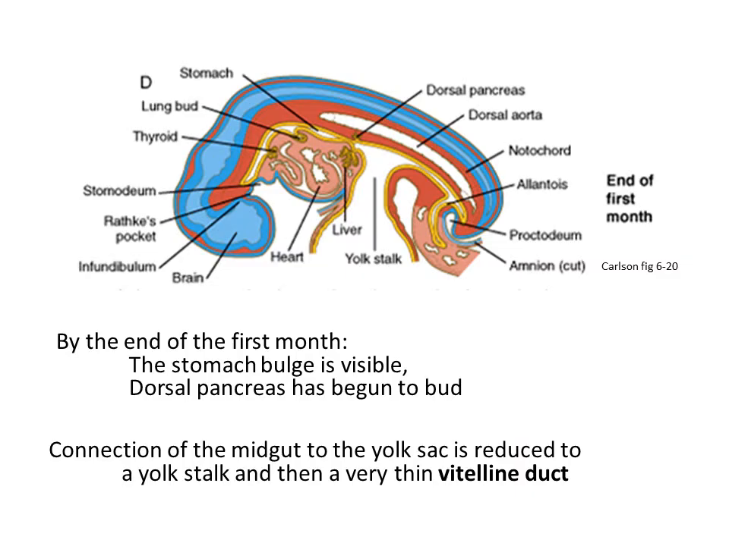That's very important. The dorsal pancreas has begun to bud. The connection of the midgut to the yolk sac is reduced to the yolk stalk, and then a very thin vitelline duct appears.